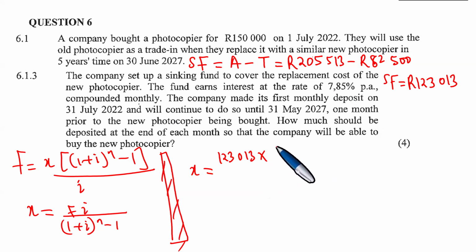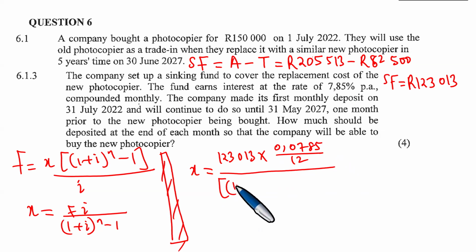so it's going to be 0.0785 divided by 12, all divided by, which is exactly this one, 1 plus 0.0785 divided by 12. And you raise it to the power of, taking note of the fact that this thing is happening for 5 years, which is 60 months.